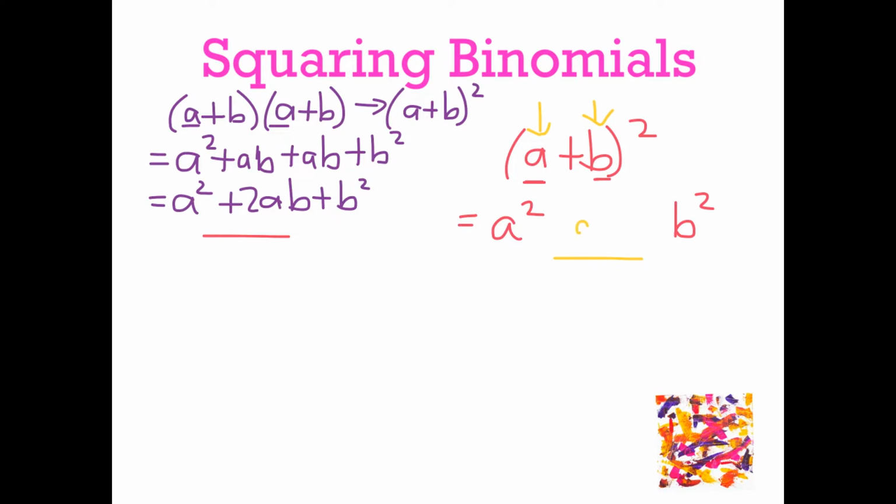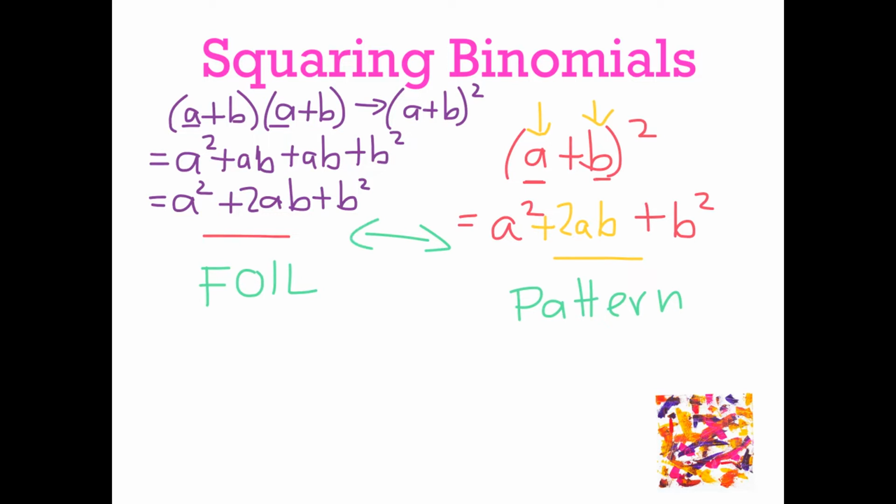So a times b is ab, multiplied by 2 is 2ab, and the sign is going to be positive because positive a times positive b is positive ab times 2, positive 2ab. And I forgot to write the sign over here. Positive b times positive b is positive b squared. So you're going to notice that this is our traditional FOIL method, and this is the method where we look at the pattern, and we end up getting exactly the same answer. One just takes more steps, the other one is a little bit faster.